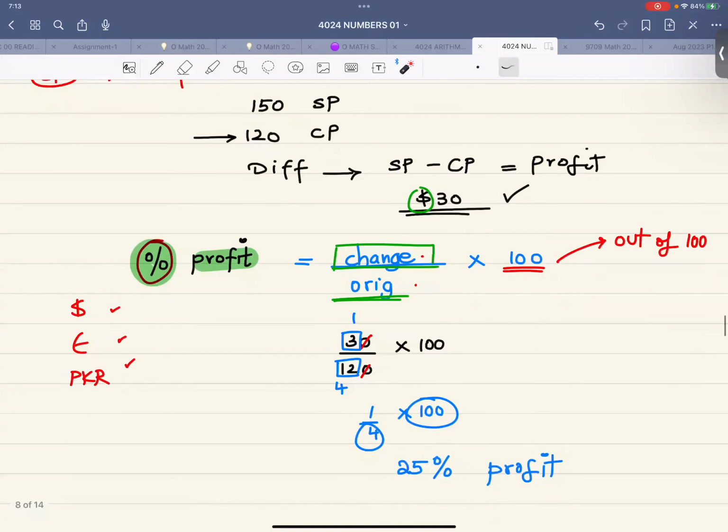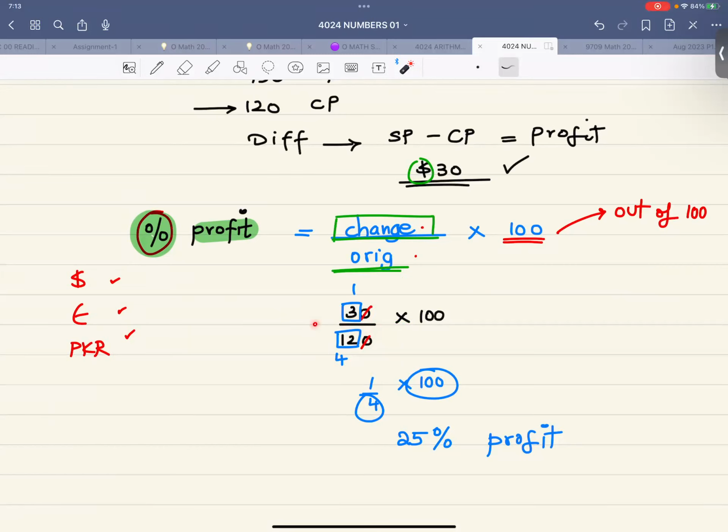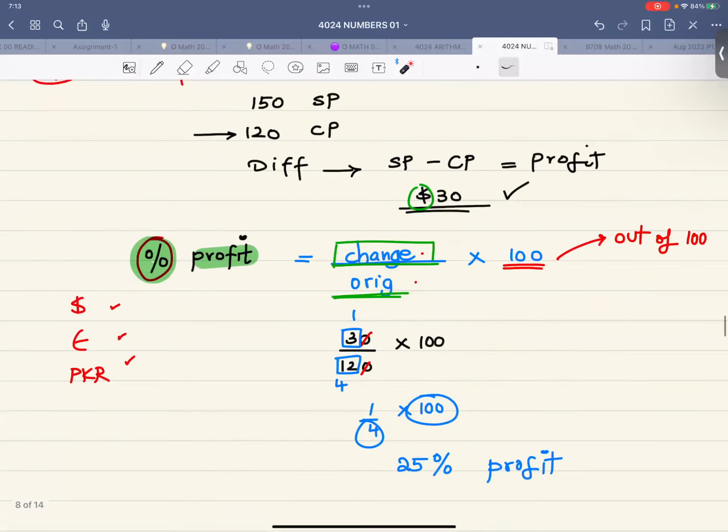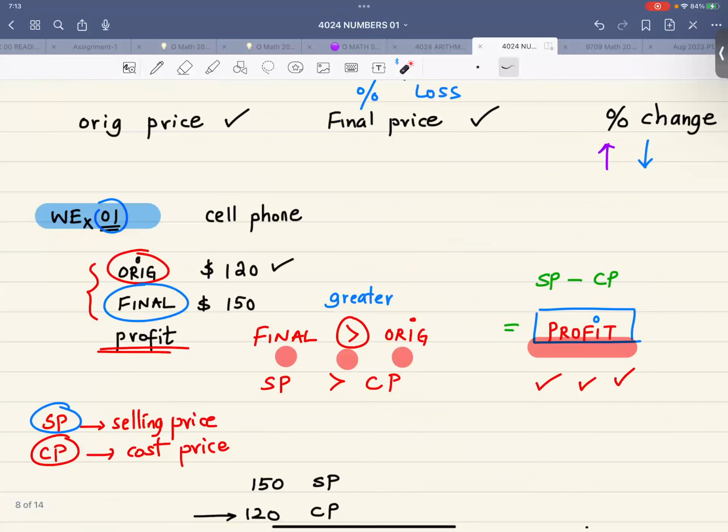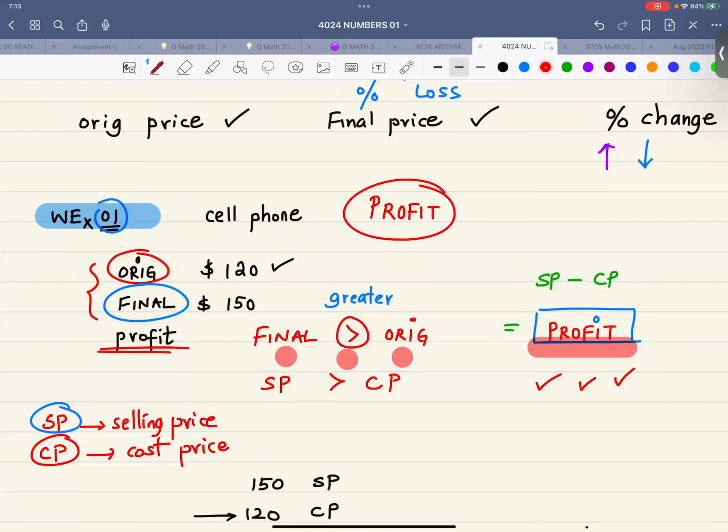So the difference is $30 and the original is $120. And we multiply it with 100, and this is the answer that we get, which comes out to be a 25% profit. So now people, this was the first case, but the first example. Now let me write it over here that we are talking about a scenario of profit, and profit is basically final price minus the original price, that is equals to profit.